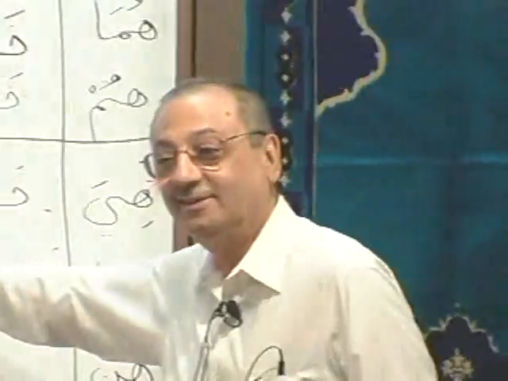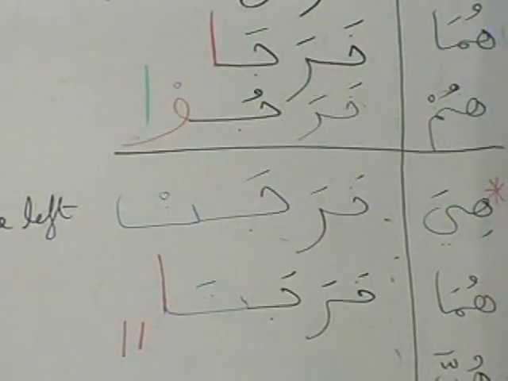One second. Okay, brothers and sisters, we are back to our lesson. I had a very interesting question from Brother Abdul Qadir. He said that normally the round ta marbuta is the sign of feminine. So what kind of ta is this here? And why is it not a round ta? Are you with me?